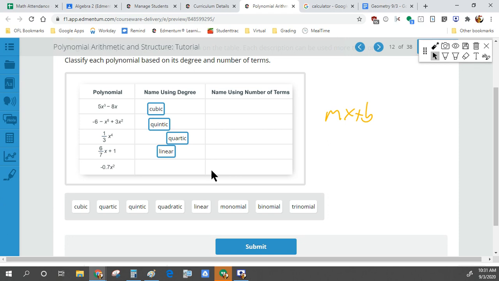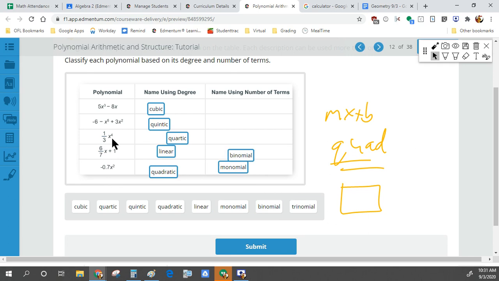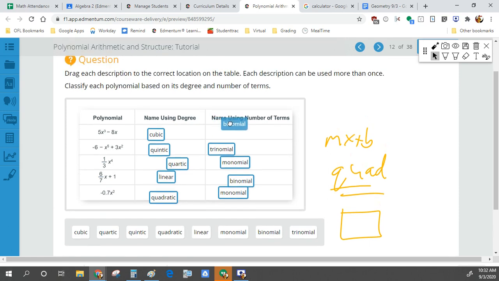Whenever we have a squared, the way to remember squared is this idea of quad. Quad means a square. So this is a quadratic. How many terms is this? This is 1 term, so it's a monomial. This is 2 terms. This term and this term. So this is a binomial. 1 term, 1 thing altogether, monomial. 1, 2, 3 terms, trinomial. 2 terms, binomial.